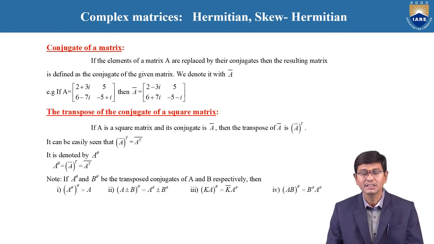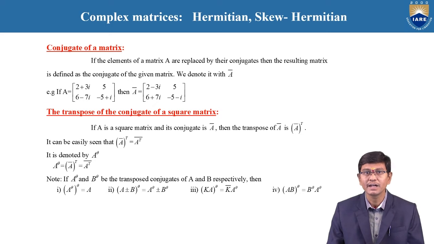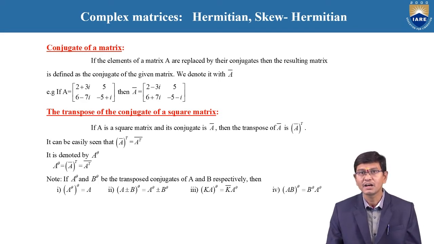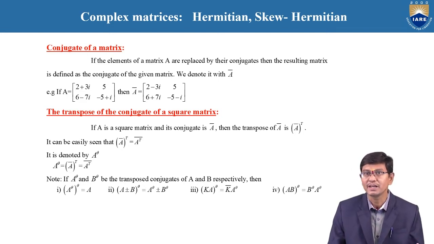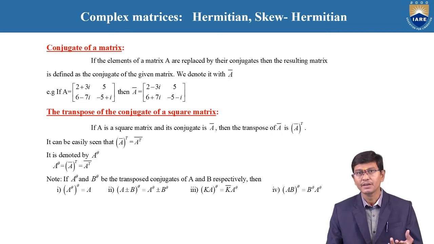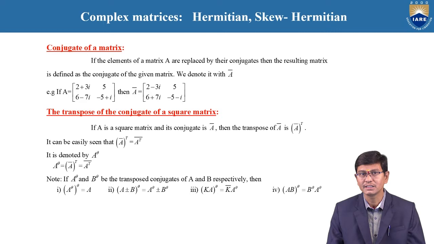The conjugate of a transpose of a matrix is denoted symbolically by A power theta. Sometimes A power theta is also denoted by A star. These are the 4 conditions we need to remember. One is: if A power theta and B power theta are the transpose of the conjugate of A and B respectively, then (A power theta) whole power theta is equal to A.